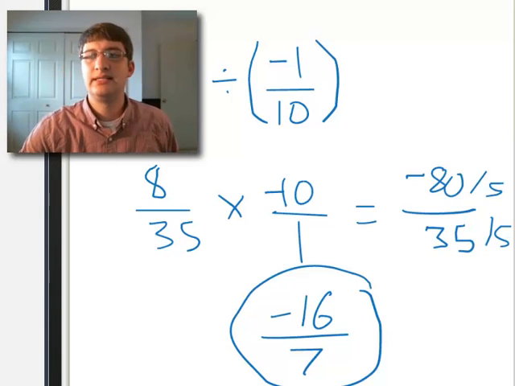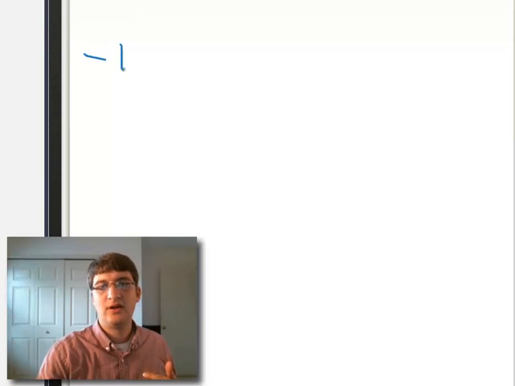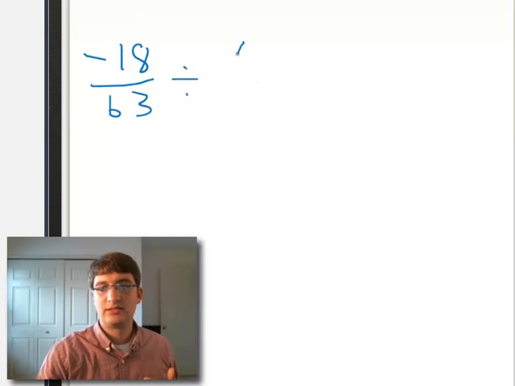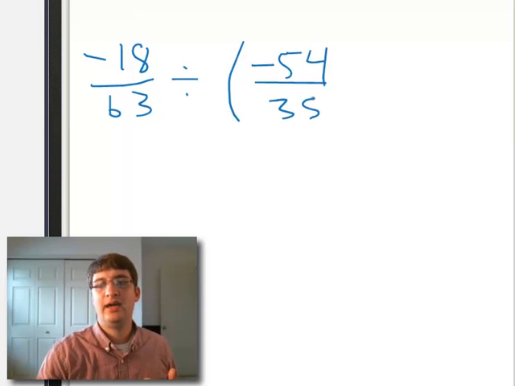All right, so let's go on to the next one and the last one for today. Let me clear the page. The next one is going to be the hardest one we've done so far. We got negative 18 over 63 divided by, let's do this in parentheses again, negative 54 over 35, okay?